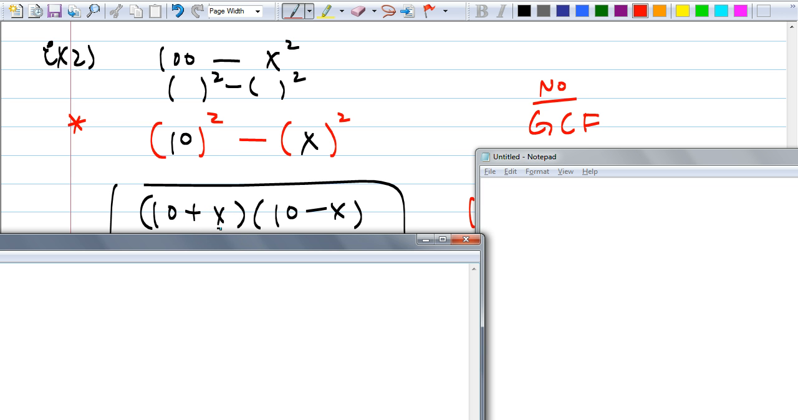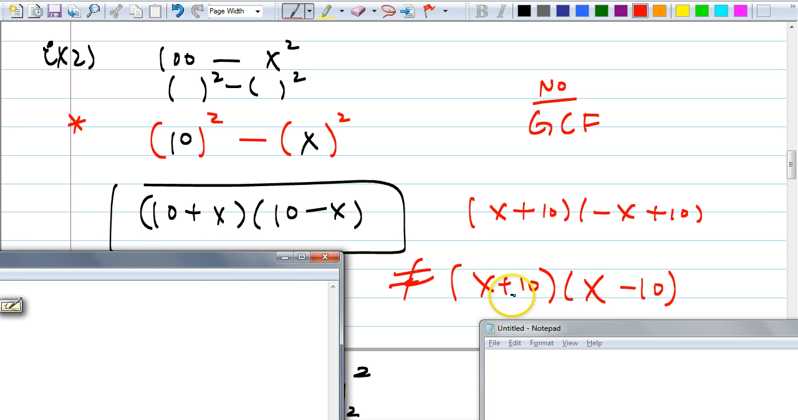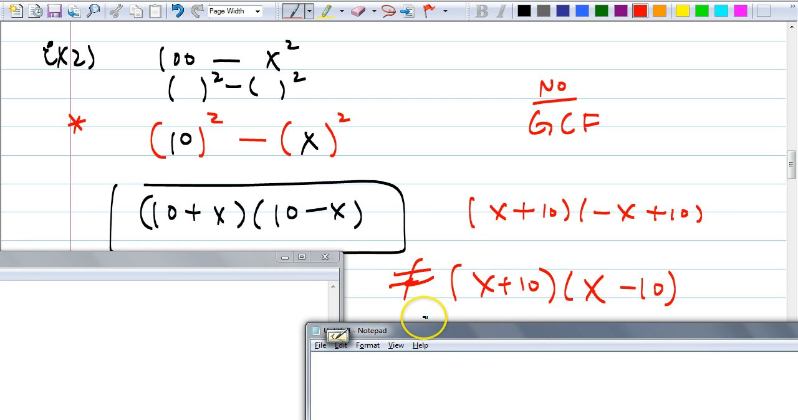Any question? Is it okay to switch the x's around? Like, could I rewrite this as x plus 10, x minus 10? No, that would be wrong. Because remember, we don't have commutative property for subtraction, do we? But is it okay to write it this way? 10 plus x times negative 10 plus x? Is that okay? That's fine. But this will be wrong, right? Don't write it this way. This is wrong, right? You understand what I'm saying?